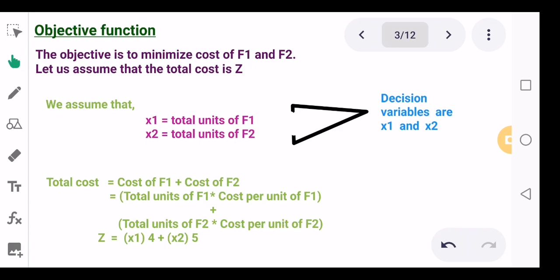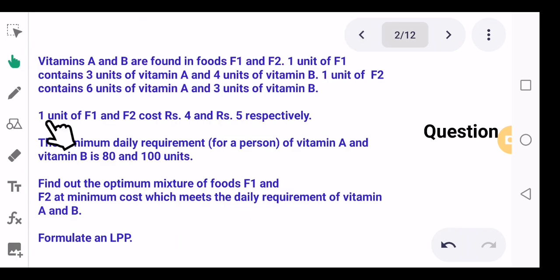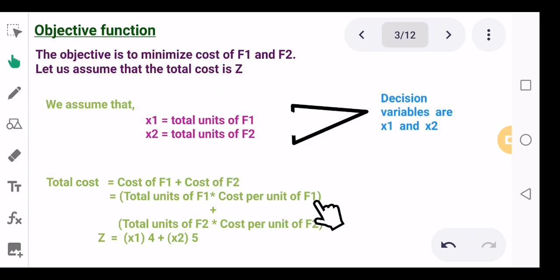Now the cost per unit of F1 and the cost per unit of F2 is given in the question. 1 unit of F1 and F2 cost rupees 4 and rupees 5. So the cost per unit of F1 is 4, and the cost per unit of F2 is 5. Total units of F1 and F2 are unknown, so we will take them as x1 and x2. We assume x1 is the total units of F1 and x2 is the total units of F2.